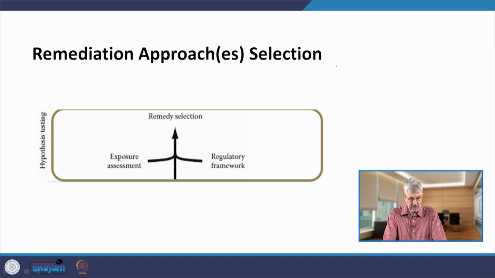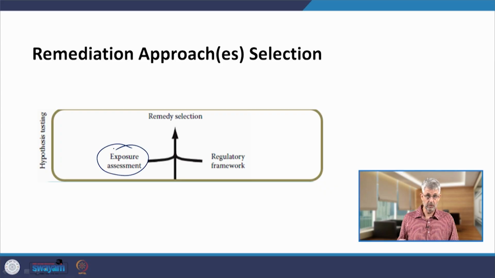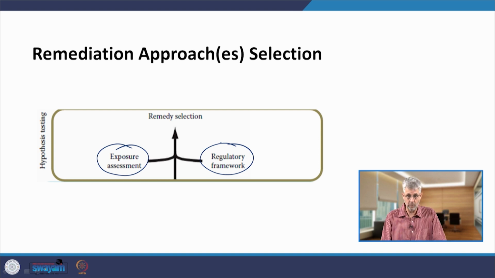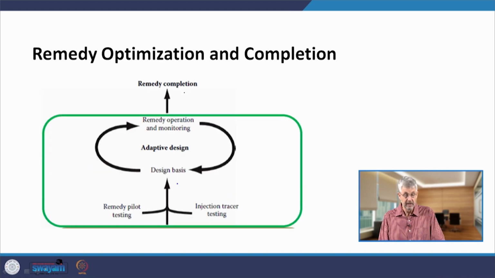That gets us to the next step, which is the remediation approach selection, or approaches. It may be necessary to fight multiple contaminants or multiple source zones with not just one but multiple remediation technologies. So again, it begins with an exposure assessment. What are the contaminants? Where are they going? What are the receptors, exposure pathways? And very important, what is the regulatory framework? What are the regulatory conditions under which our remediation approach has to be implemented? And when this is done, we go to the next step, and that is the remediation selection and implementation.